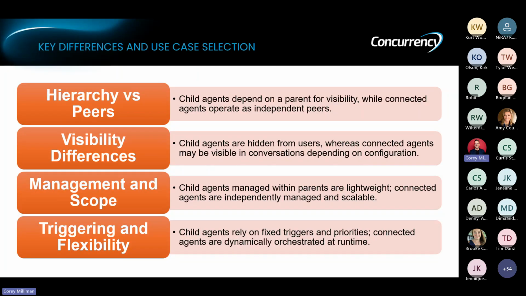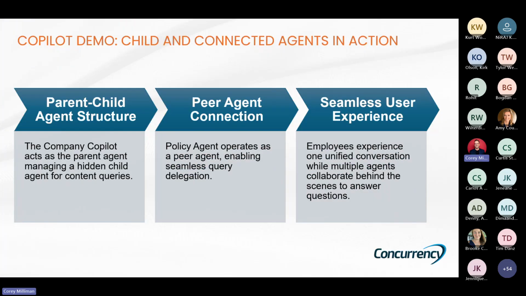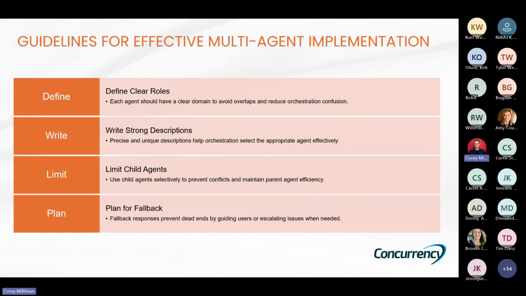There we go. All right, so this is where we left off. So again, guidelines. Make sure you define clear roles. Make sure your descriptions are very strong, very unique, very precise. I recommend using Copilot or Copilot for Office 365 sometimes to help you draft those and help you refine those.